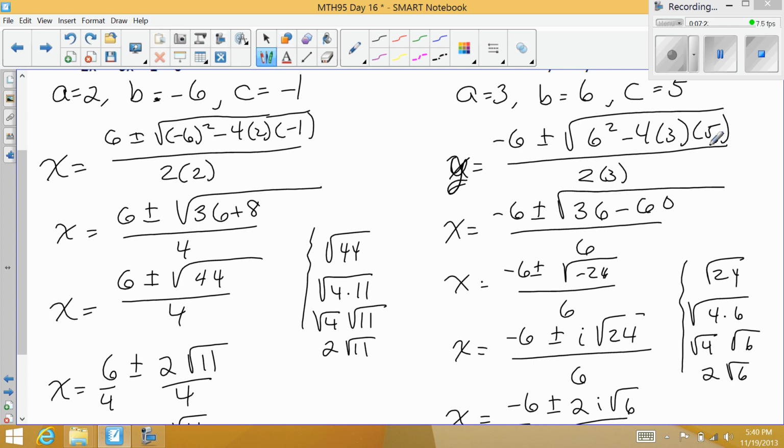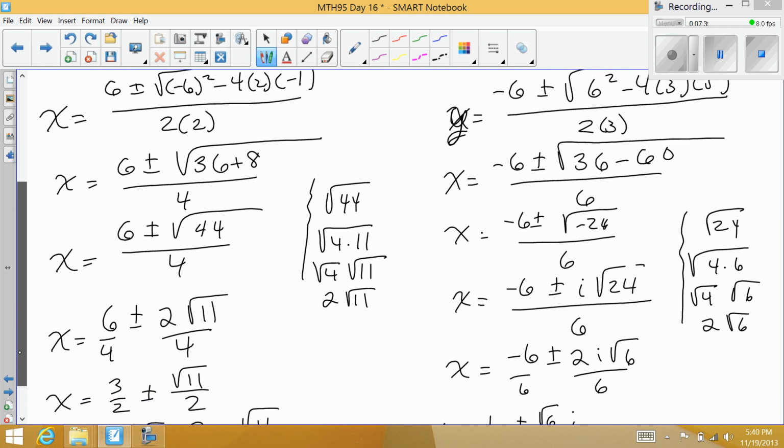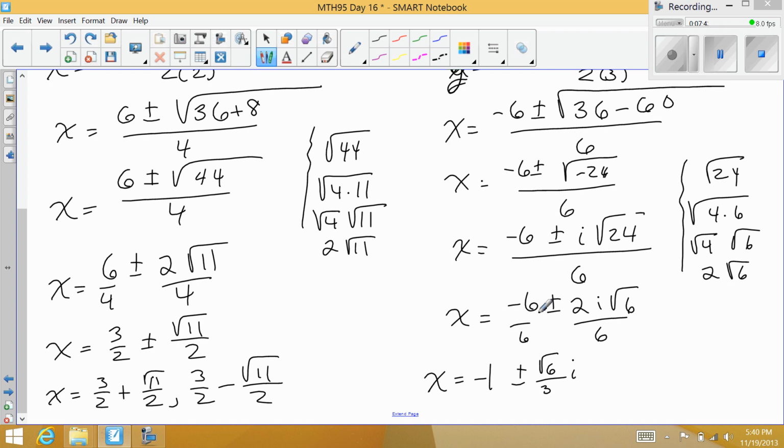So I ended up with my discriminant simplifying to a negative 24. So with the square root of a negative, I know I've got a complex number, so I've got my i. I cleaned up the square root of 24 and found that it was equivalent to 2 times the square root of 6. Simplifying, again, I split it into 2 fractions, putting both the negative b over the 2a and the square root of my discriminant over the 2a. The negative 6 over 6 gives me negative 1. The 2 and the 6 reduce down to 1/3.